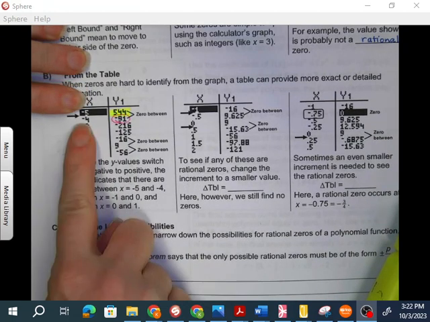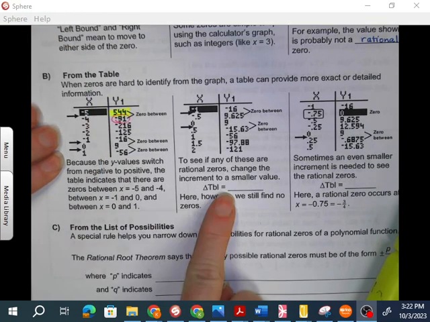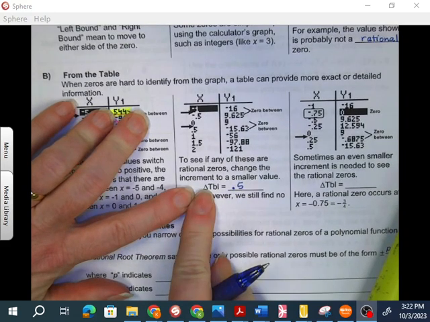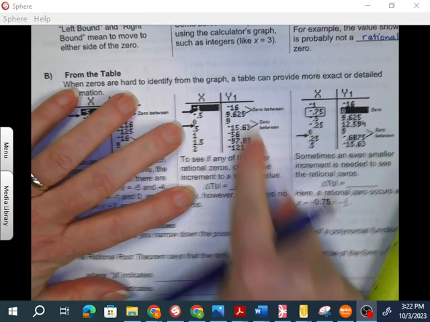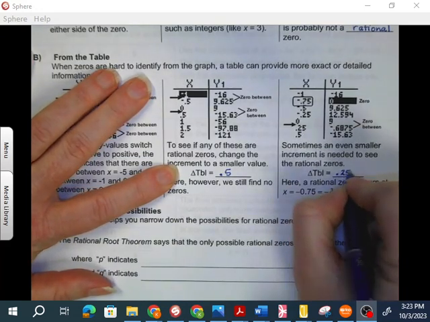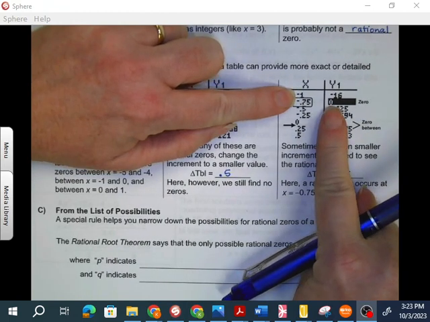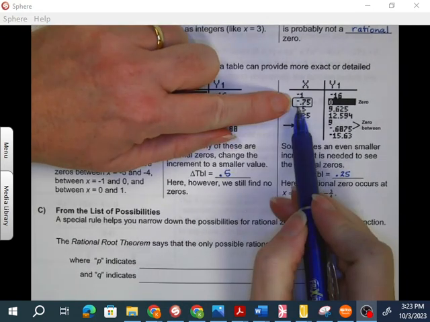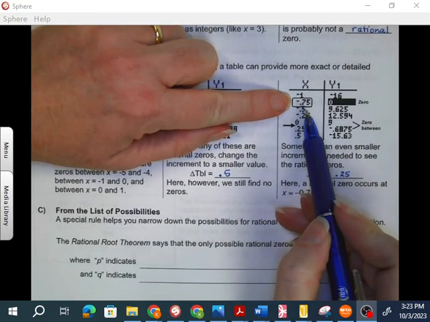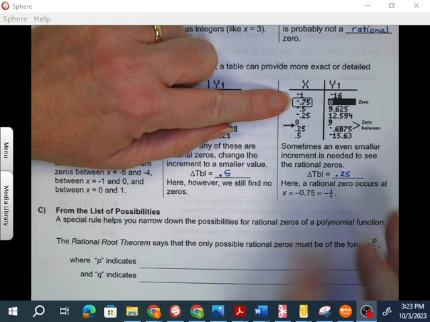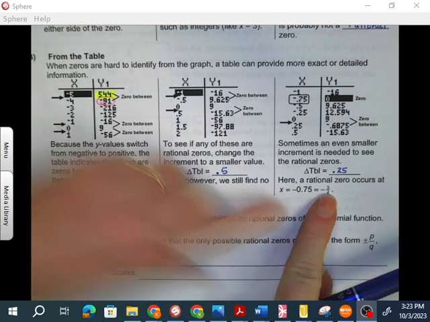So what they did here was, okay, well, if there's got to be a 0 between those, let me change my table setting. And this time they changed their table setting to count by 0.5. They did a delta table, you change the table setting, and count by 0.5s. And you still can't see a 0. So they changed it again to count by 0.25. And when they did that, you could see a 0. So sometimes we can adjust our table and still find rational zeros. Negative 0.75, that's negative 3/4. That's rational. It's only irrational when it is a decimal that we cannot convert to a fraction. So they found it to be negative 3/4.